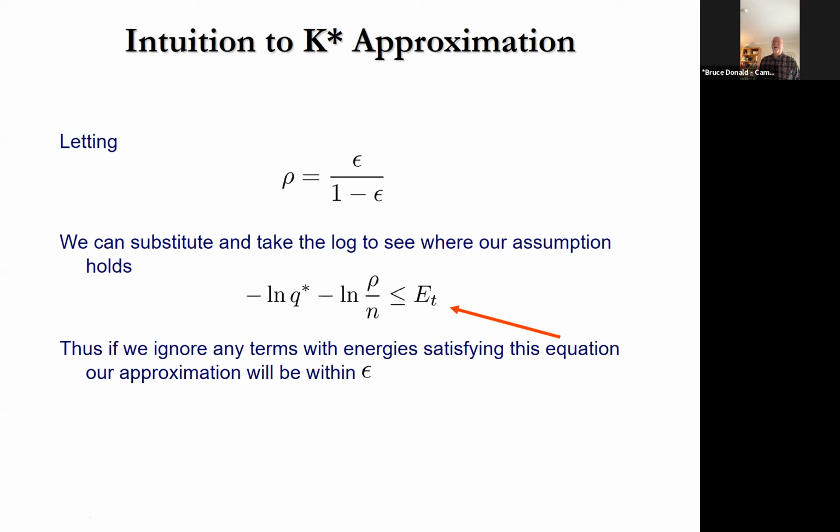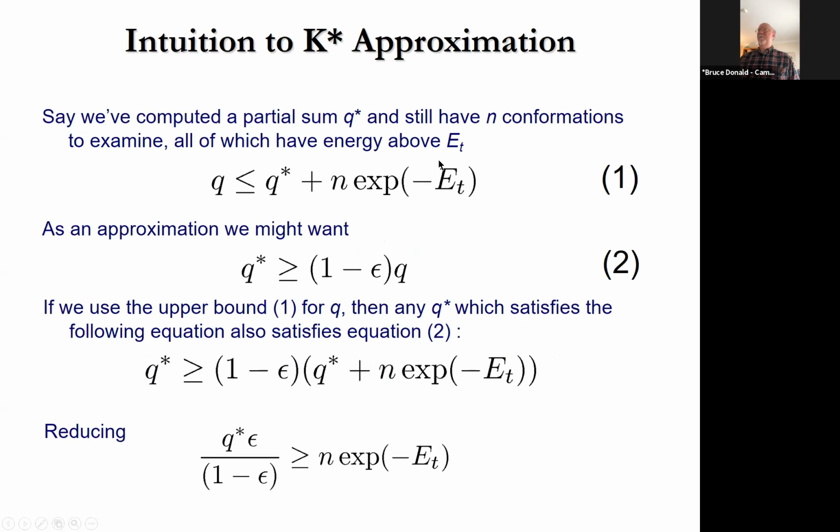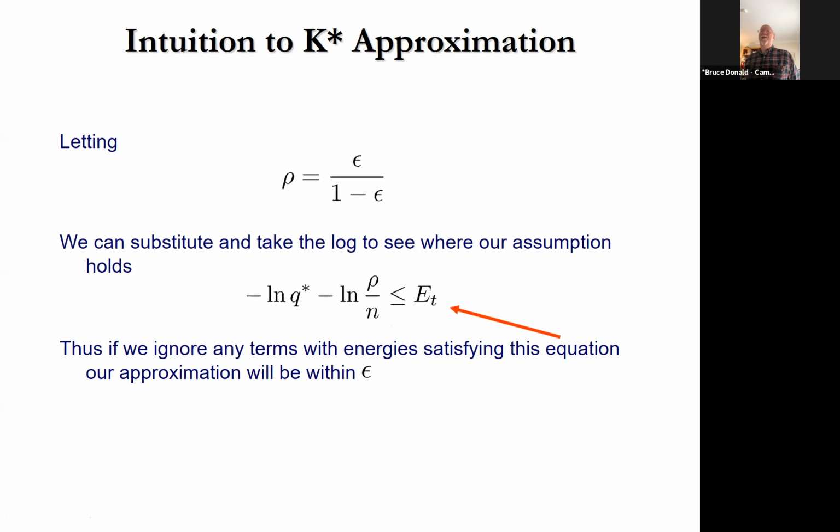And now I get this equation here. So look at this. I know Q star because it's my running sum. I know rho because you gave me epsilon. I know n, the number of conformations I haven't looked at yet. I don't know E sub t. So the whole point about this scheme is I want to not look at things that have a certain energy, E sub t. So now I get a pruning condition. It says, if you know that any conformation in the future has energy worse than E sub t, you can simply ignore it. It won't affect your epsilon approximation. Just forget about it. So we can ignore any terms of energy satisfying this equation.